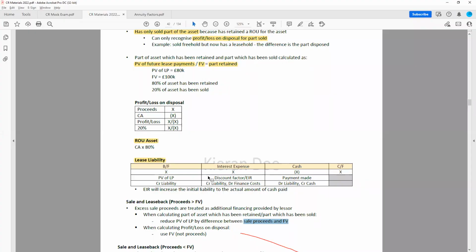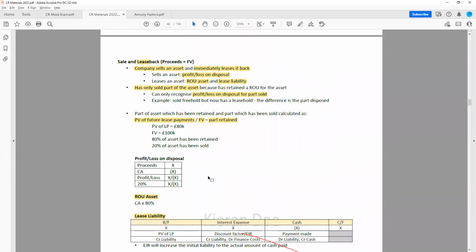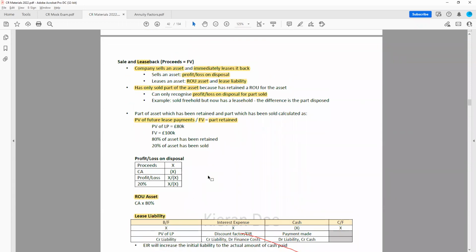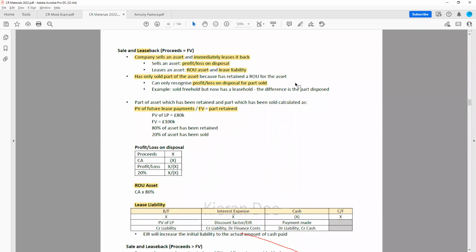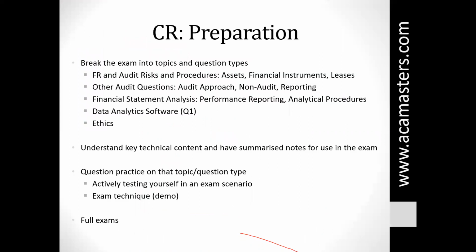And then the scenario where proceeds are less than fair value isn't examined, but we have included it in the notes just for completeness, because of course I know so many of you have an inquiring mind. So hopefully that's given you some useful tips on tackling question 2. So what I'll do is give you some other useful advice on preparing for your exam.